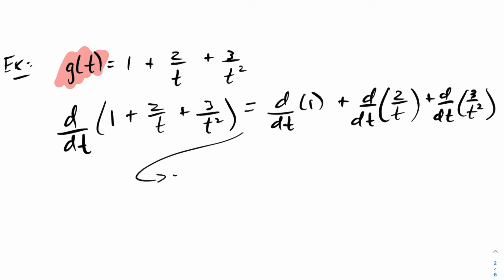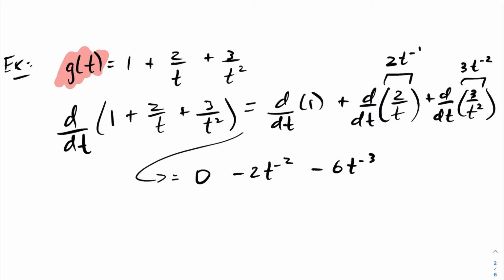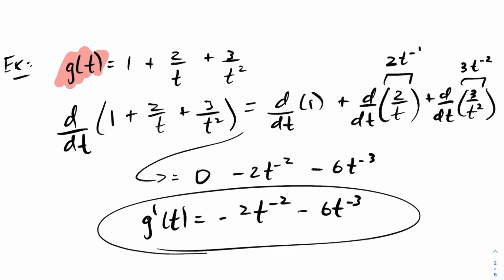When I do that, the derivative of any constant is 0. This 2 over t can be written as 2t to the negative 1, in which case the derivative will be negative 2t to the negative 2. Likewise, this can be written as 3t to the negative 2, in which case the derivative would be negative 6t to the negative 3. Therefore, g prime at t is negative 2t to the negative 2 minus 6t to the negative 3. And we have our derivative.